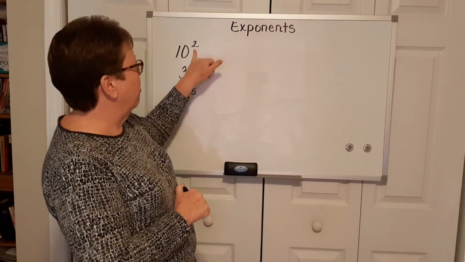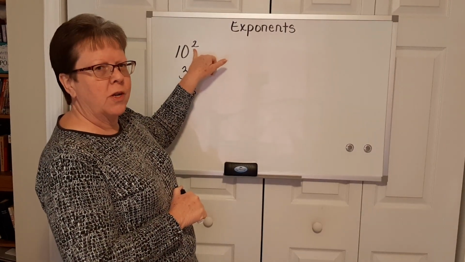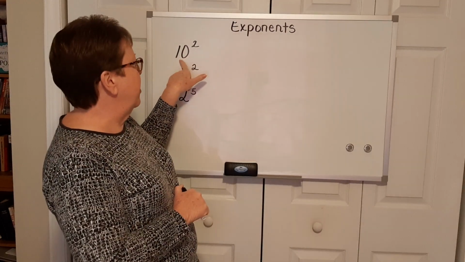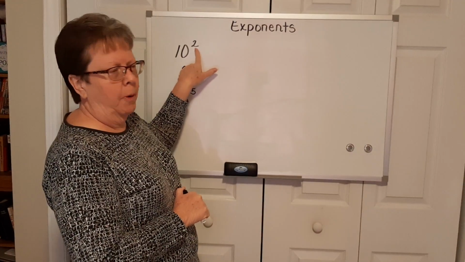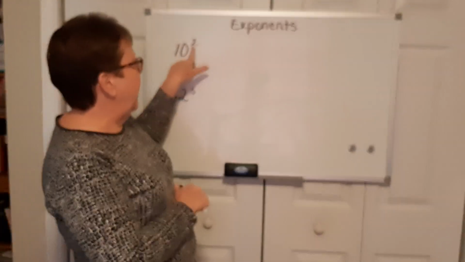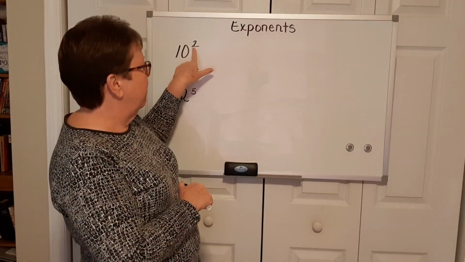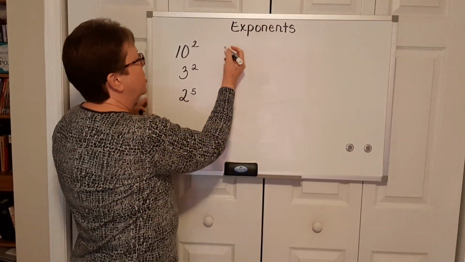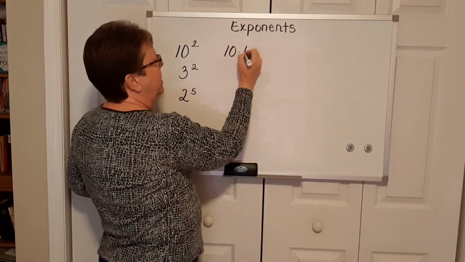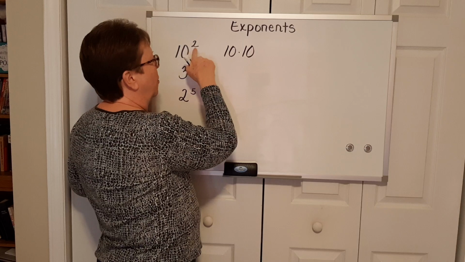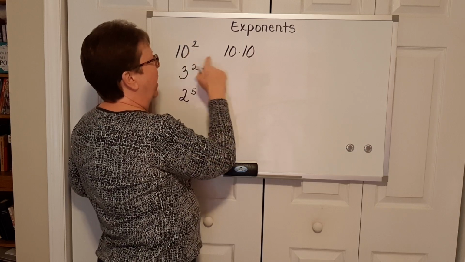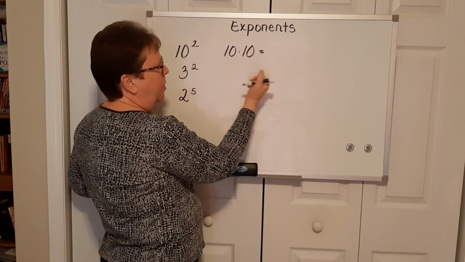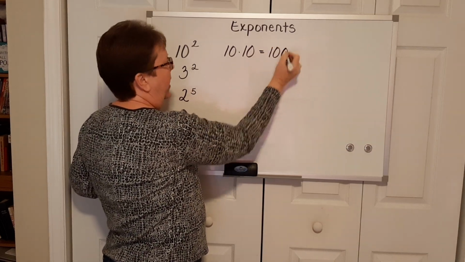Exponents are the small little numbers next to what we call your base numbers. This would be your base number. This would be your exponent. What the exponent means is this 2 means that 10 is a factor 2 times. So we would write it 10 times 10. So that little 2 means you write the 10 2 times and you multiply it out. So we know 10 times 10 is 100, okay?